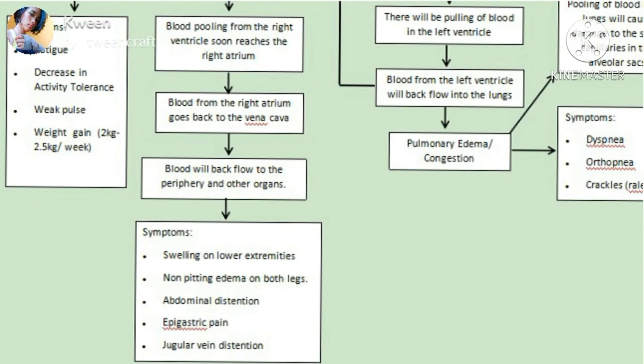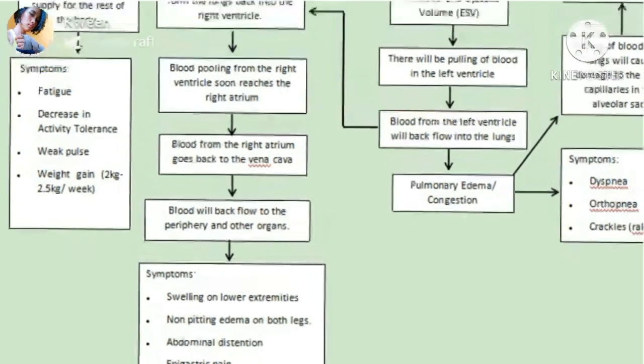Blood will backflow to the periphery and into the other organs, and symptoms like swelling of the extremities, non-pitting edema on both legs, abdominal distension, epigastric pain, and jugular vein distension can be observed.